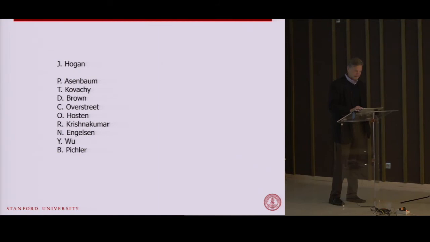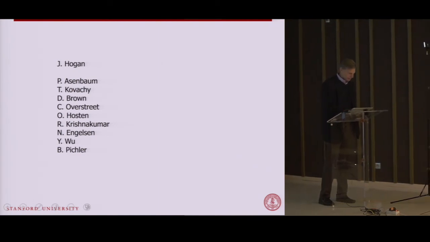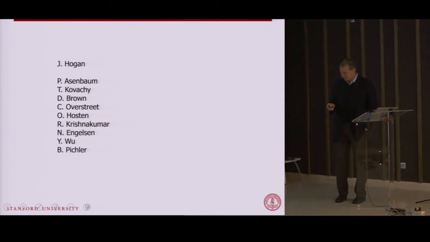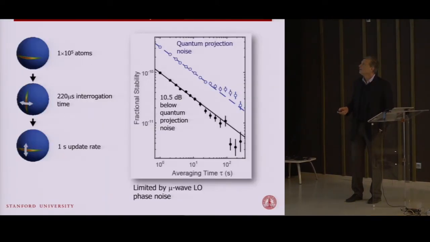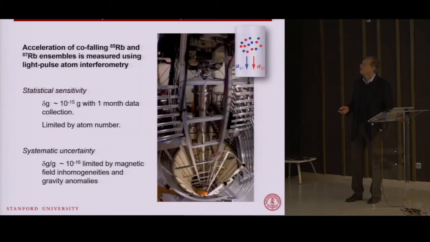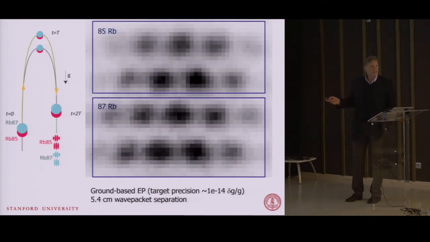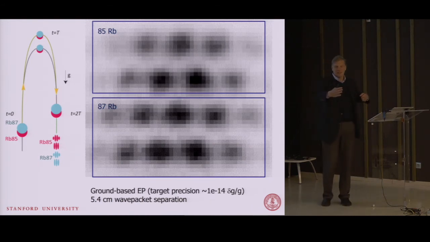Okay, so for this data in particular, at this point, we have a final pi over 2 pulse, which is the beam splitter. And just like if you're building an optical interferometer, in comes the laser, and part of the beam is reflected in this direction, and part of the beam is reflected in that direction.